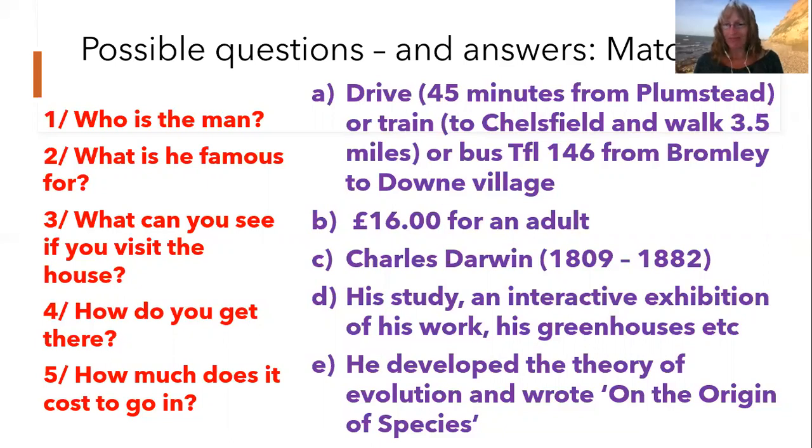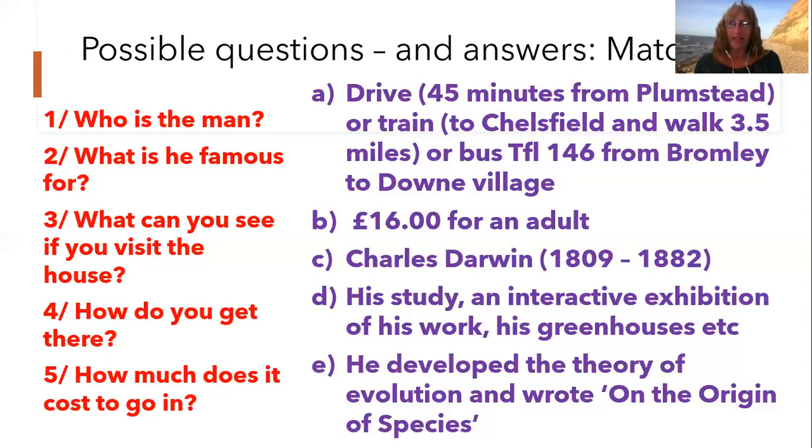Okay, ready? Right, I think you know the answers to these. Who's the man? It's Charles Darwin. Yep. What's he famous for? He developed the theory of evolution and wrote On the Origin of Species. 3, what can you see? You can see his study, an interactive exhibition of his work, his greenhouses, etc., with lots of carnivorous plants in them. Very interesting. And where he used to walk around and think in his garden.